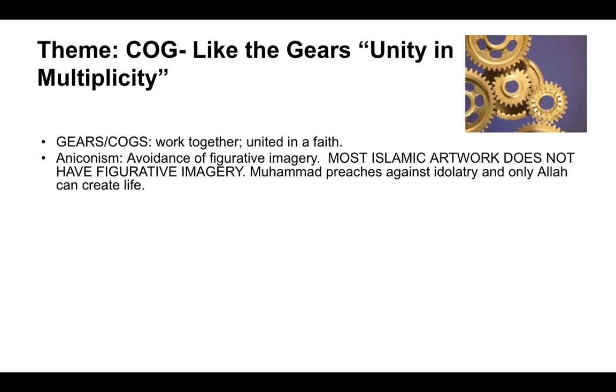So the theme for Islam is COG, the word cog, like gears. It's unity in multiplicity, so kind of unified in numerous shapes and sizes. Gears and cogs represent this idea of working together and being united by a faith.